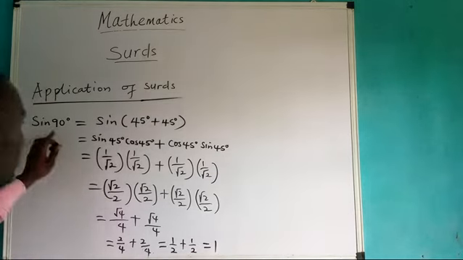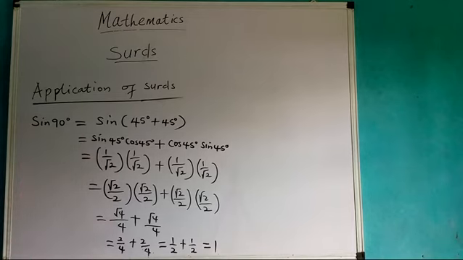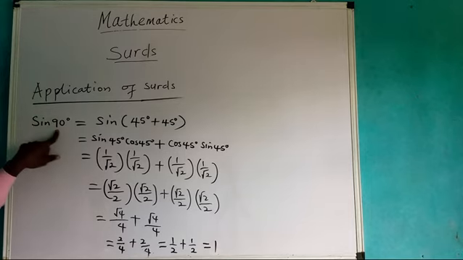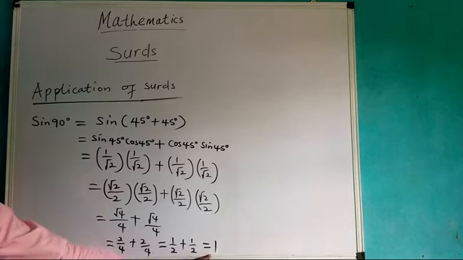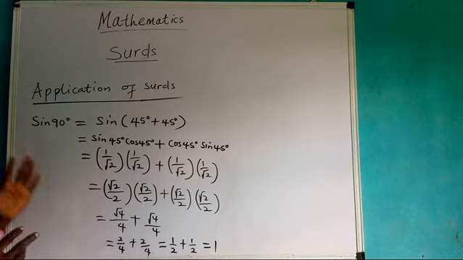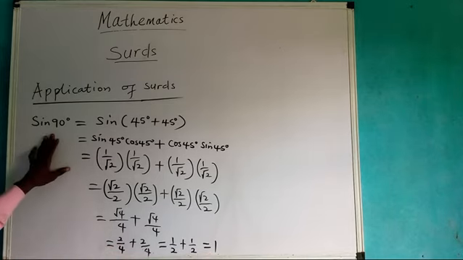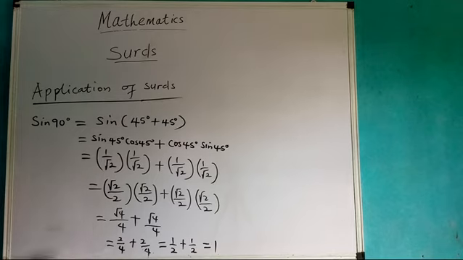It means that sine 90° will be 1. Use your calculator to confirm that. Get your calculator, just get the value for sine 90°. Therefore, you are going to have 1. Okay, do you see now? We are able to obtain the value for sine 90° using this application of surds.